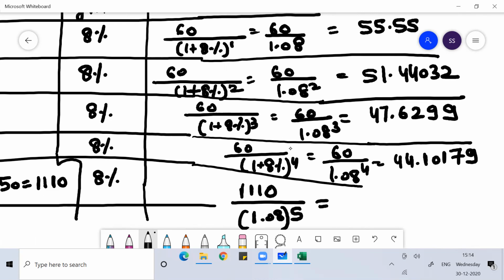Okay everyone, then 1110 divided by 1.08 to the power 5, that is 755.44734.